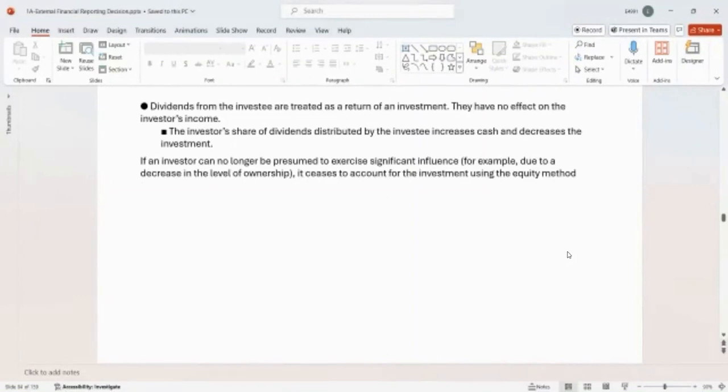Dividends from the investee are treated as a return of an investment. They have no effect on the investor's income. The investor's share of dividends distributed by the investee increases cash and decreases the investment. If an investor can no longer be presumed to exercise significant influence, for example, due to a decrease in the level of ownership, it ceases to account for the investment using the equity method.